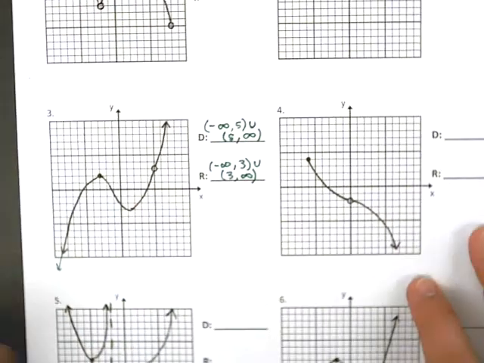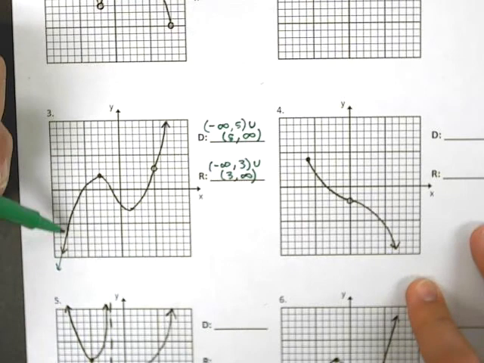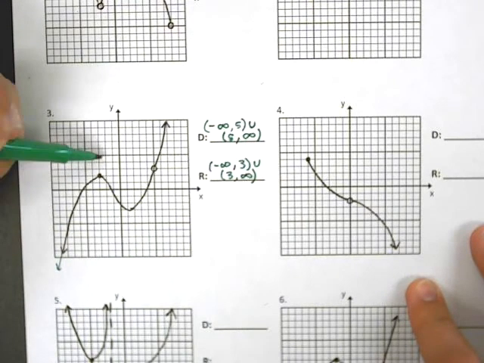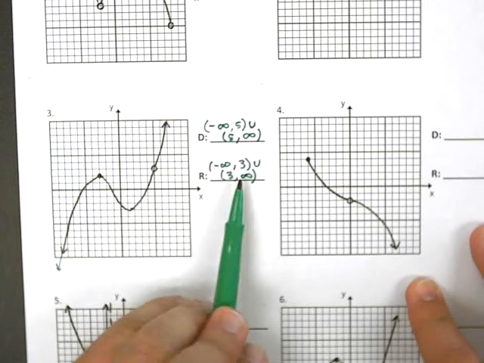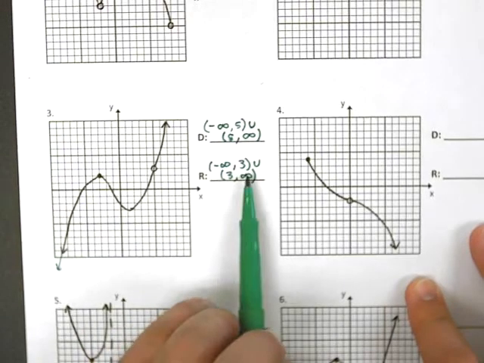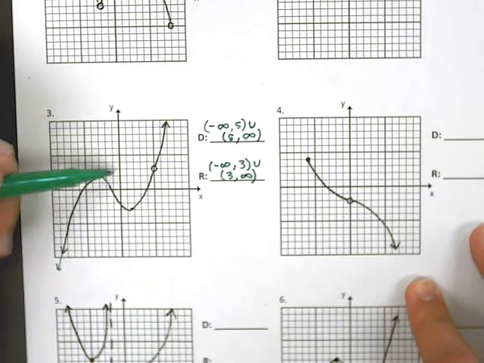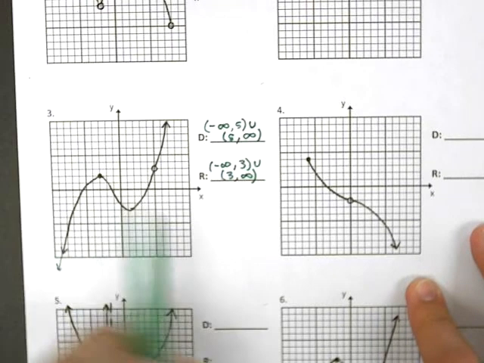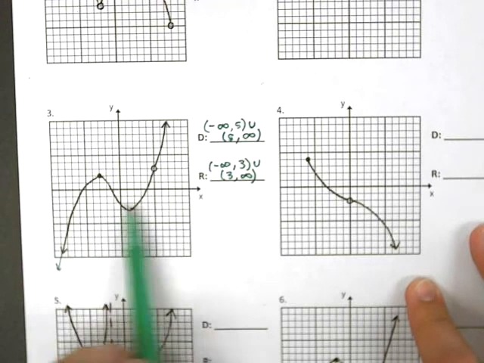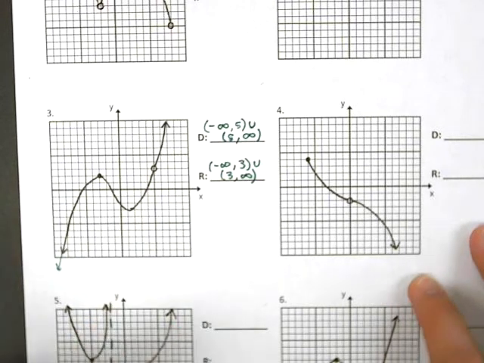Okay, hopefully that made sense. If this hump, if this graph had come up past 3, then we would have been okay to just say all real numbers, or negative infinity to infinity, because over on this side there would have been a y value of 3. But because that did not happen, we have to take into consideration that there is a hole at y equals 3.